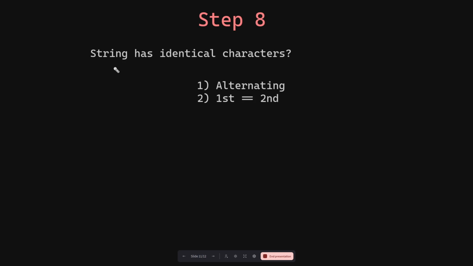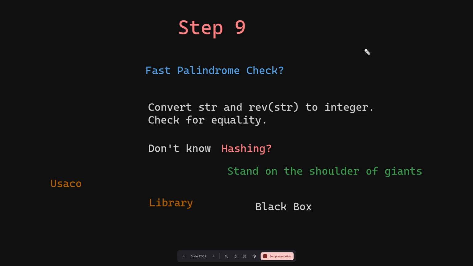How do you check if a substring has identical characters? This is also pretty easy. All you have to do is find the alternating sum of the first element of the substring and the alternating sum of the second element of the substring. And if the string is indeed alternating, then you just need to check if the first element is equal to the second element or not. If it is, then it means that the entire substring consists of identical characters.